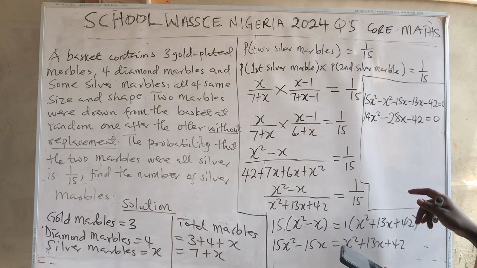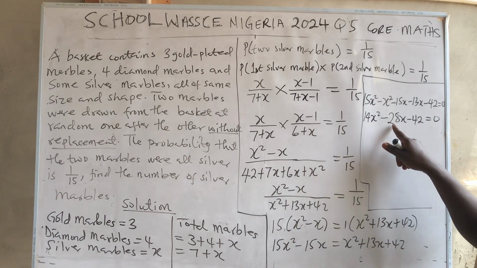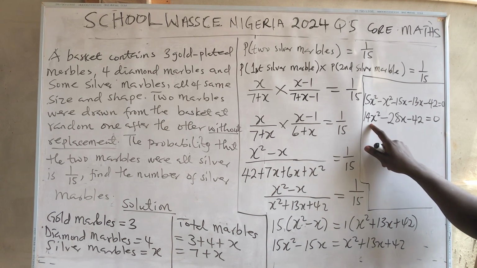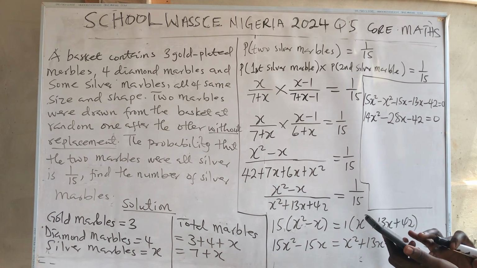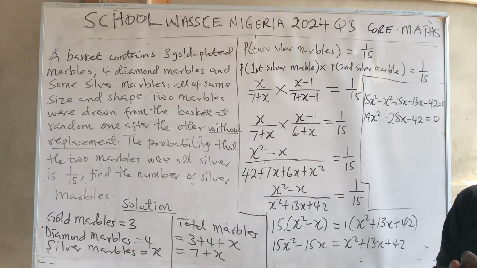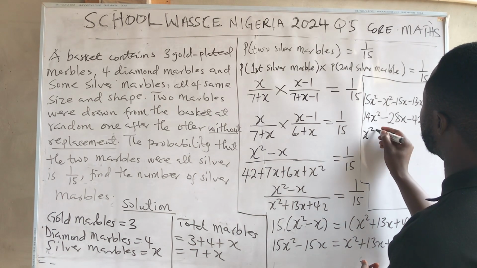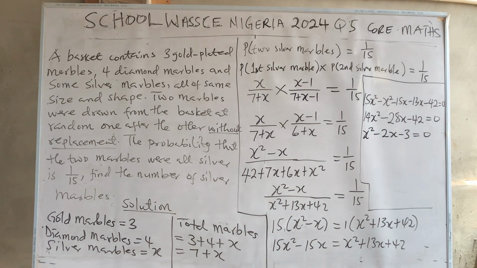Okay, I think that we can get a common factor so that we can reduce this one. 14 can go here 1, 14 can go here 2, 14 can go here 3. Yes, 42 divided by 14 will be 3. 28 divided by 14 will also be 2. So we can get our quadratic as s squared minus 2s minus 3 equal to 0. So here we have the quadratic trinomial.